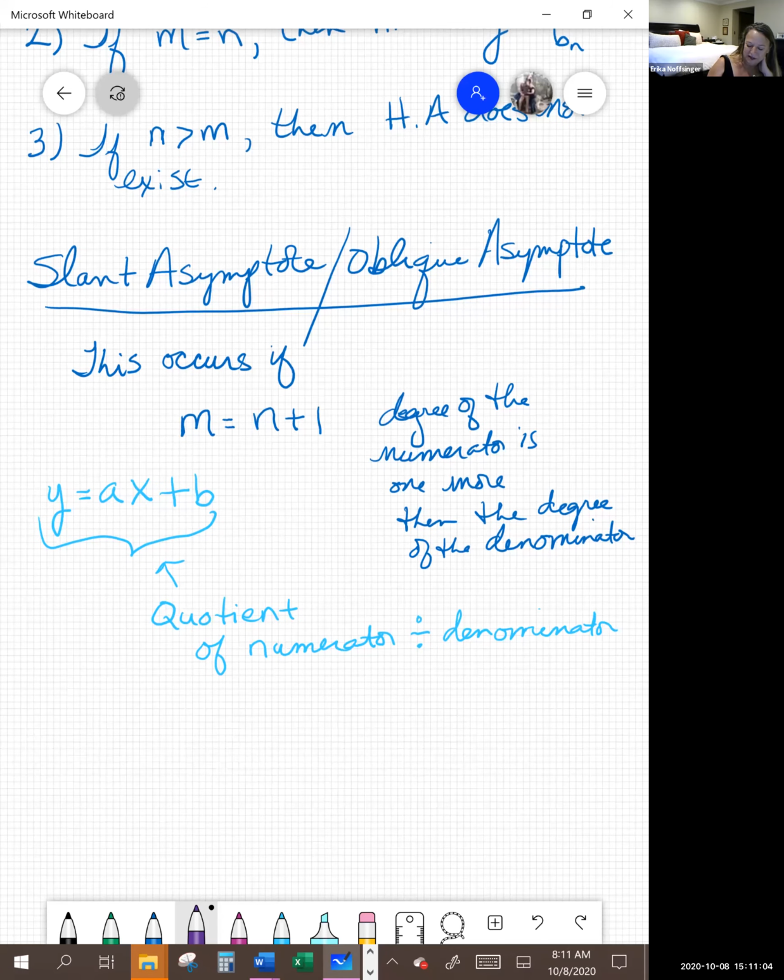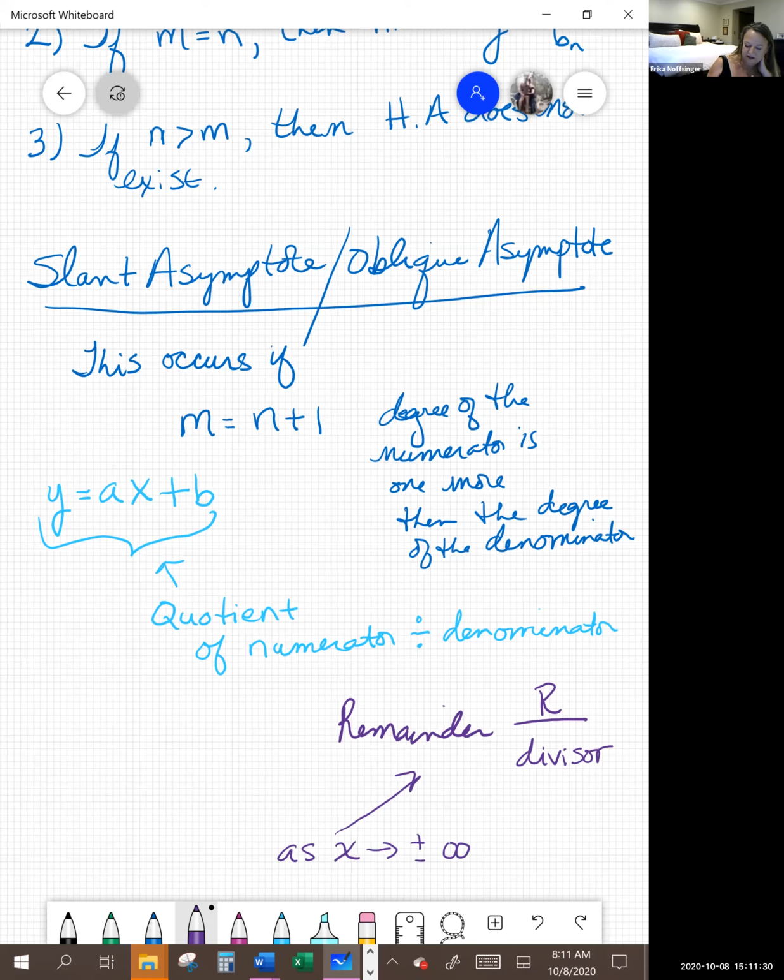So if we're looking at the remainder, you're going to get something like 1 over the, or remainder over the divisor. This piece, as x goes to positive or negative infinity, that piece goes to 0.